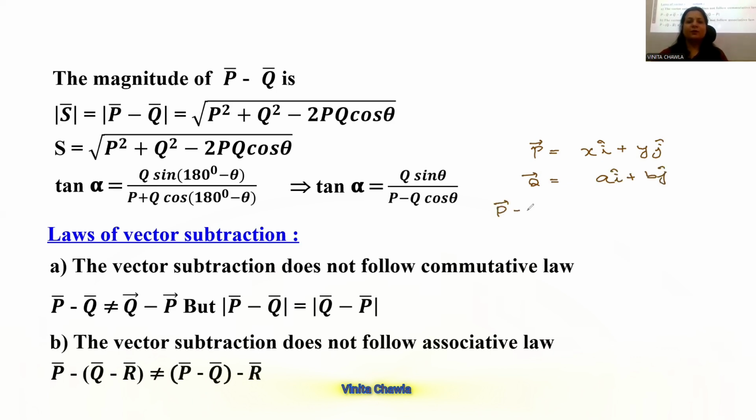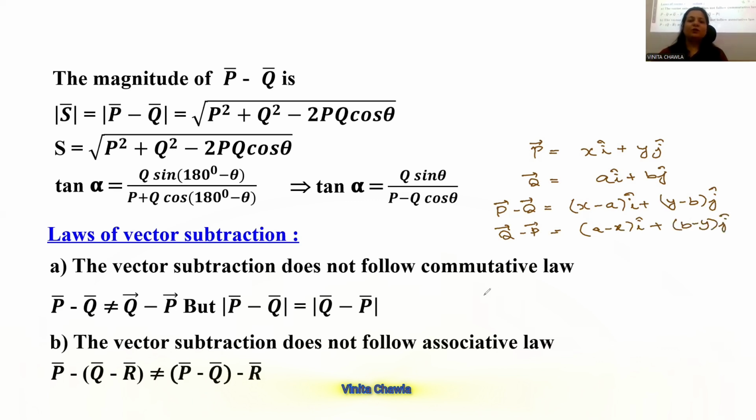So vector p minus vector q is x minus a i cap plus y minus b j cap. Similarly, we can write for vector q minus vector p, it is a minus x i cap plus b minus y j cap. Clear?